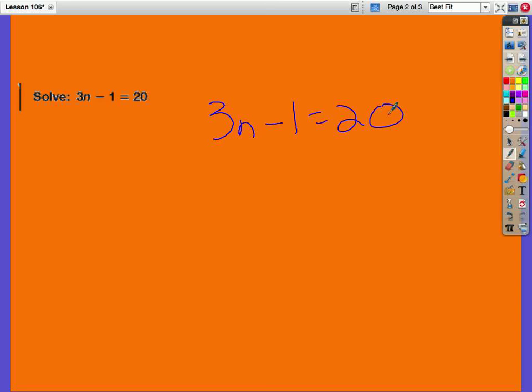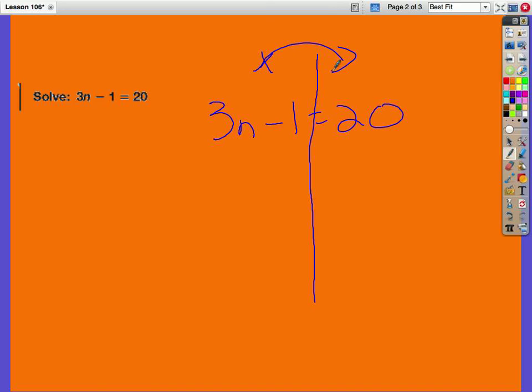So the first thing I'm going to do is draw a line down my equal sign. When I'm solving equations like this, whatever I do to one side, I have to do to the other side. So just remember, whatever I do to one side, I have to do to the other side. My goal is to get my variable all by itself. So we're going to start on the side that has the variable, and we're going to start getting everything that's on the side of the variable over to the other side.